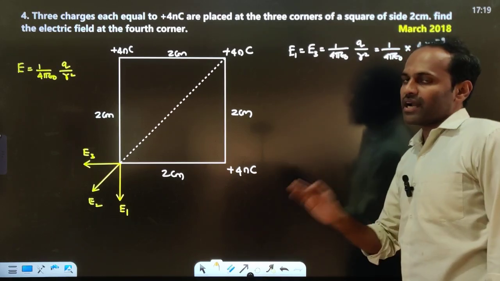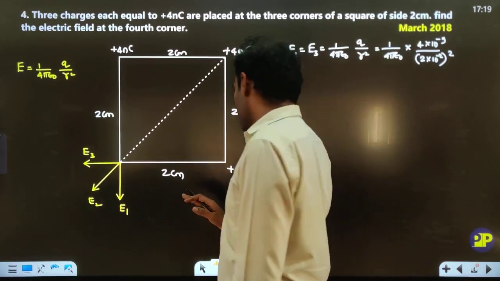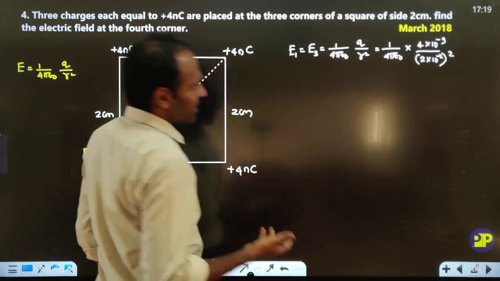In calculation, you will make mistakes. In a hurry you will make a silly mistake and you will lose the marks.